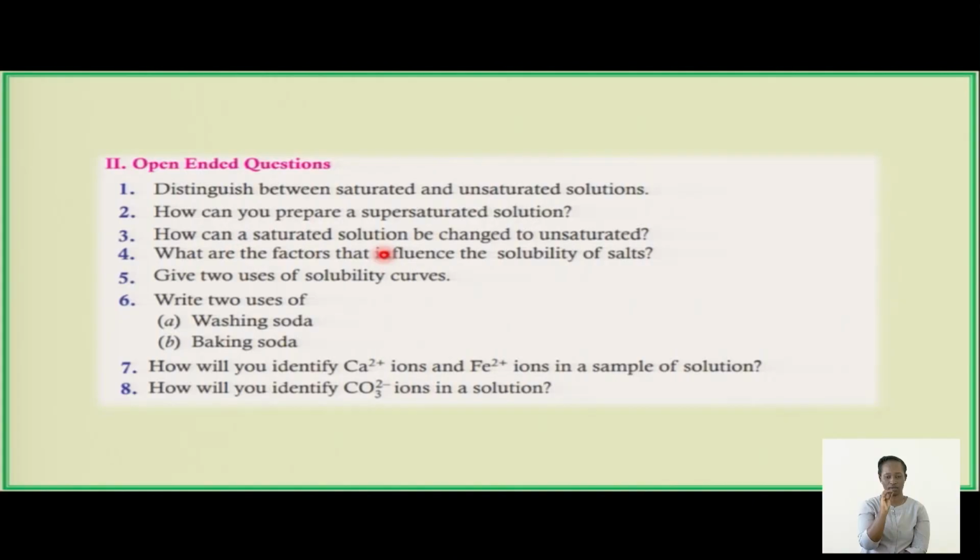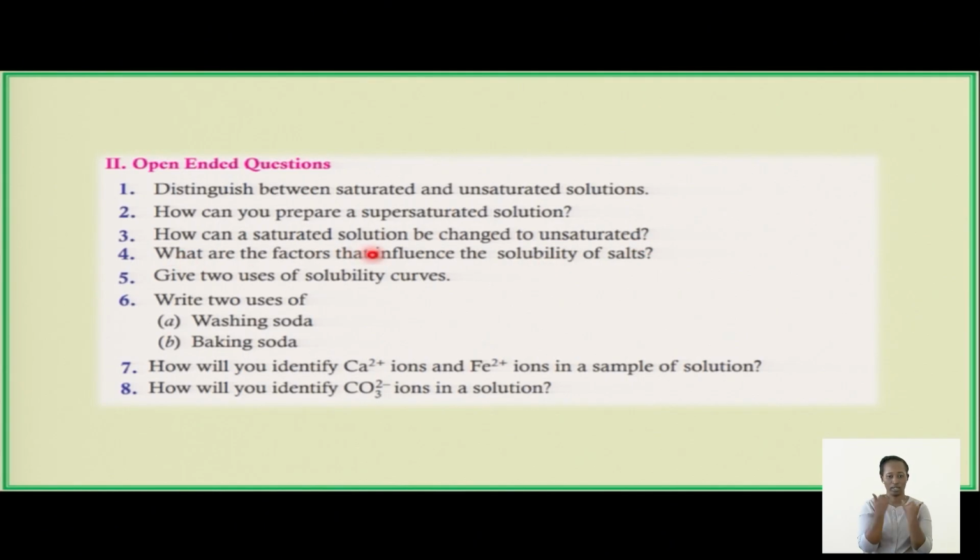How can a saturated solution be changed to unsaturated? Very simple. As I said, you just increase temperature, because we know that when you increase temperature, then the solution can dissolve more solute. So the questions are very simple somehow.